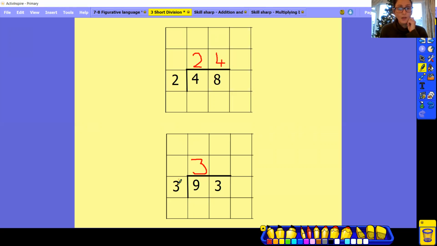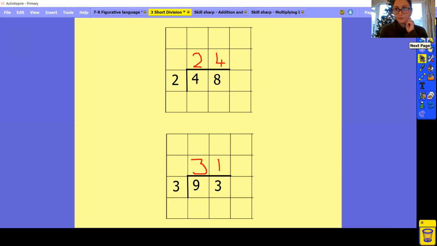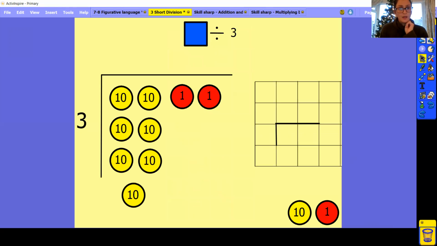Okay. Again, move into my next column. 3 divided by 3 will equal 1. So I know 93 divided by 3 will equal 31. Well done if you managed to get that at home. Okay, so this one starts to get a little bit trickier.